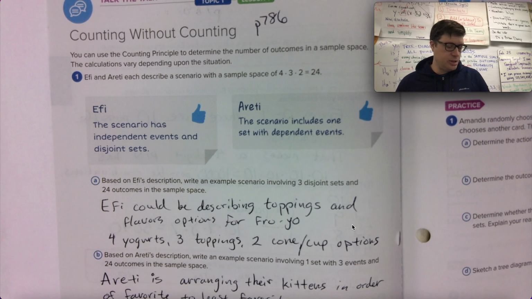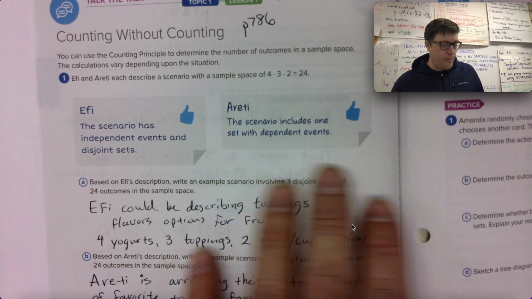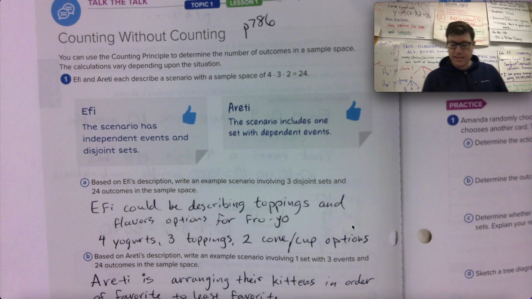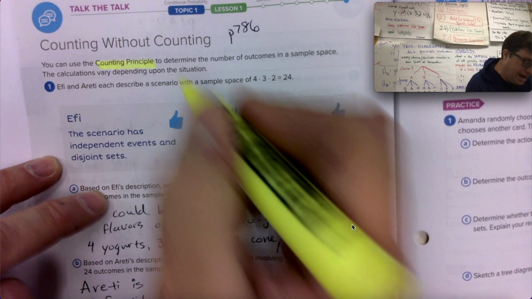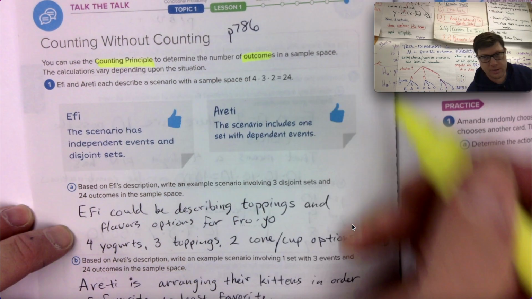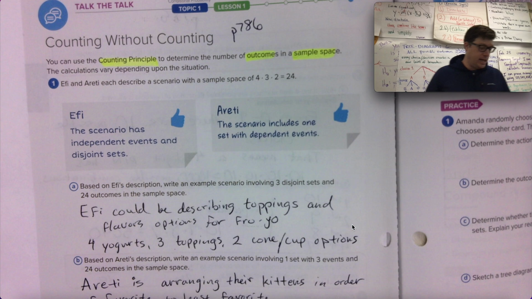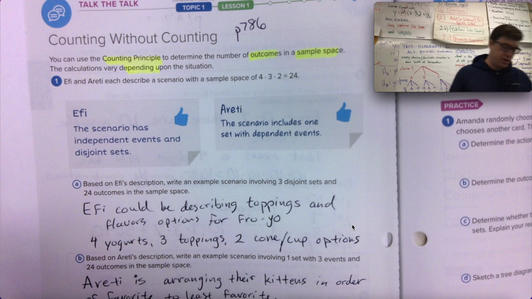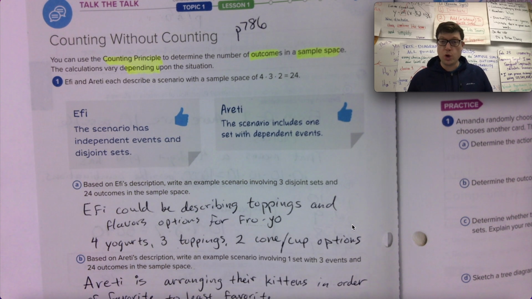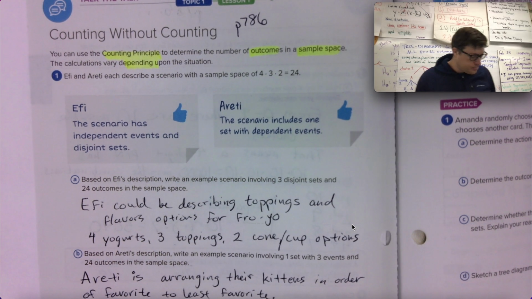Let's put it all together. Talk the talk. We are going to talk about the counting principle, so last chance for some highlighter. And we're going to talk about the number of possible outcomes in a sample space, so that's another highlighter space. And calculations vary depending on the situation. So some probability words popping up in that first sentence.